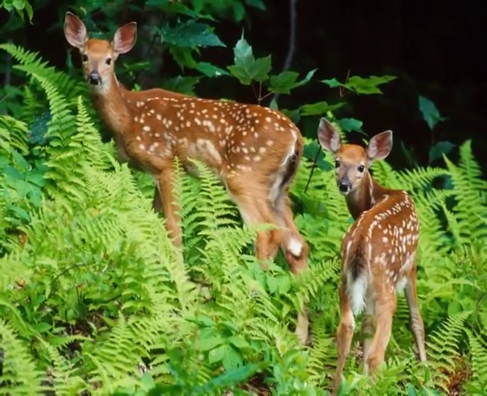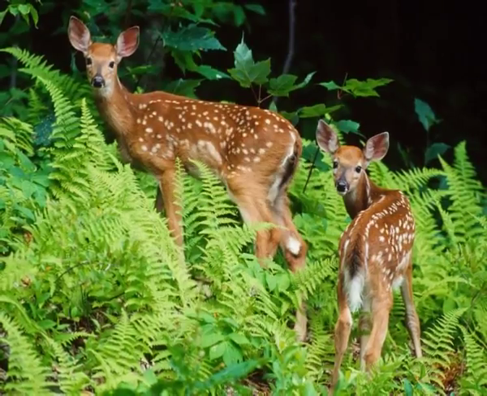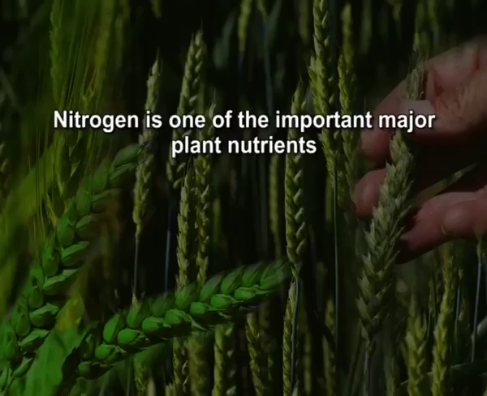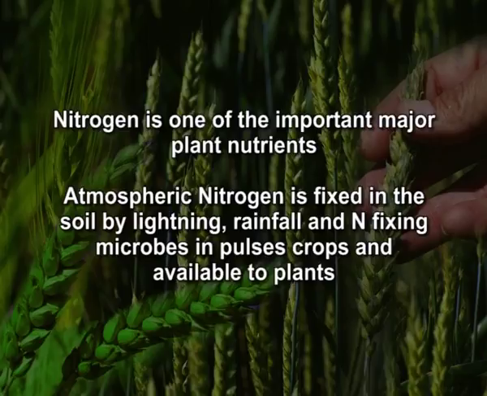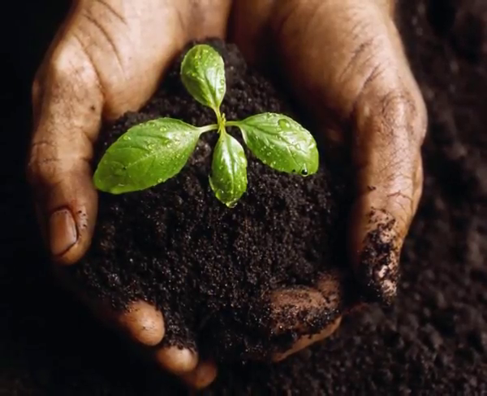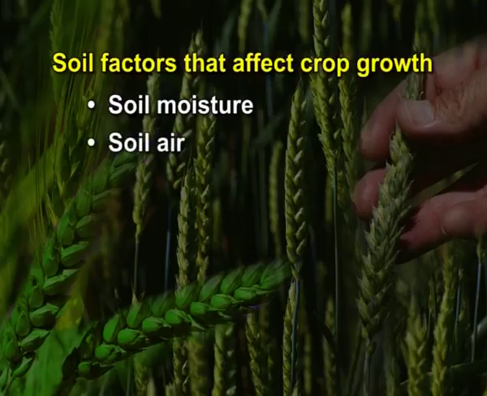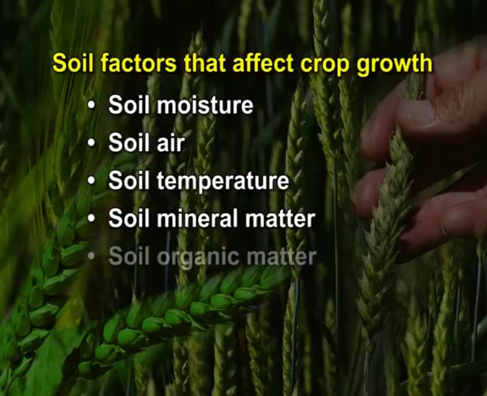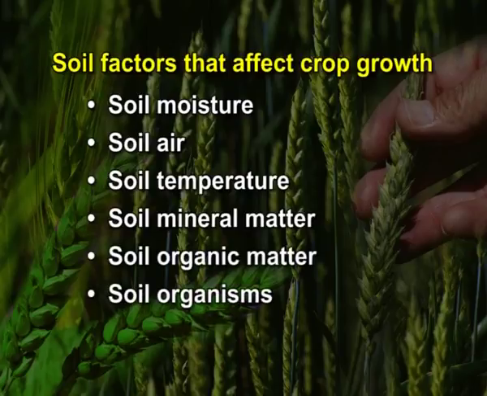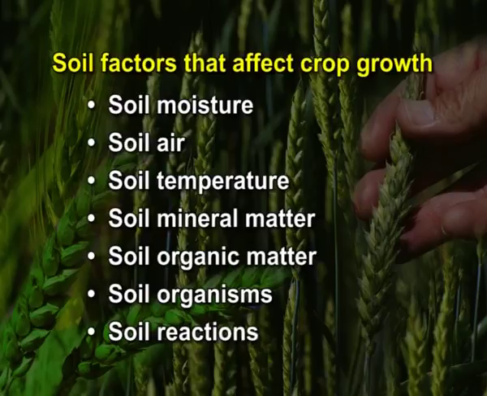Oxygen is important for respiration of both plants and animals, while it is released by plants during photosynthesis. Nitrogen is one of the important major plant nutrients. Atmospheric nitrogen is fixed in the soil by lightning, rainfall and nitrogen-fixing microbes in pulse crops and made available to the plants. Let's move to edaphic factors of soil. Plants grow on land and completely depend on the soil on which they grow. The soil factors that affect crop growth are soil moisture, soil air, soil temperature, soil mineral matter, soil organic matter, soil organisms, soil reactions.